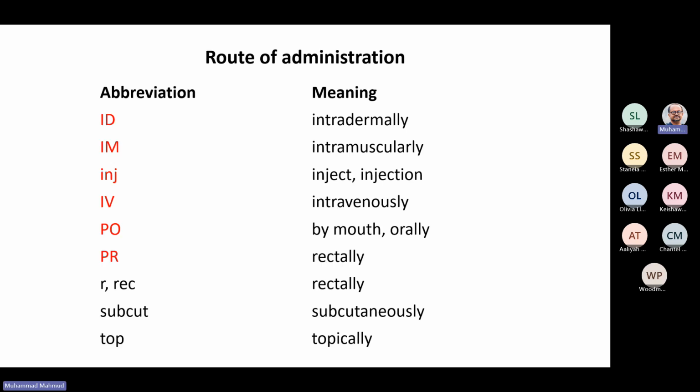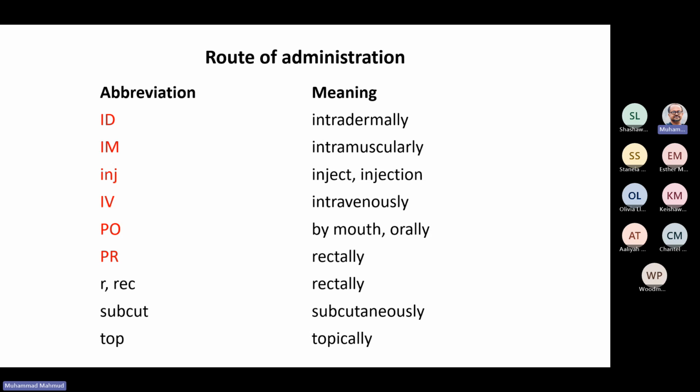Now the route of administration. Intradermal, which is within skin, is abbreviated as ID. Intramuscular, IM. Intravenous, IV. Injection is INJ. Per oral or by mouth is PO. Per rectal, PR. Subcut is the word for subcutaneously, which is under the skin.